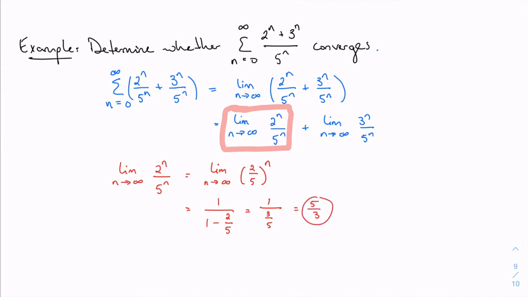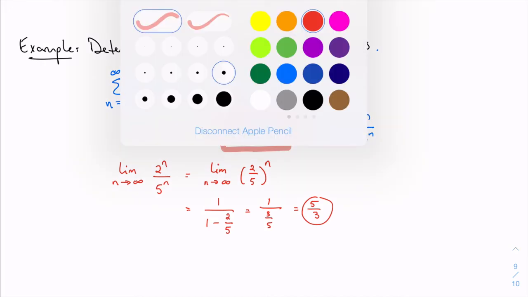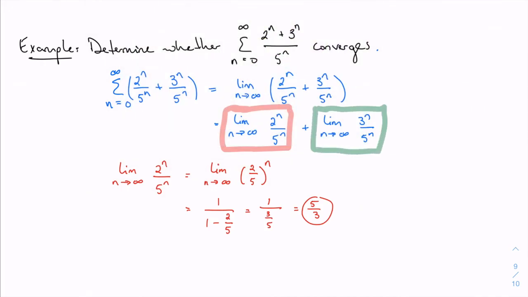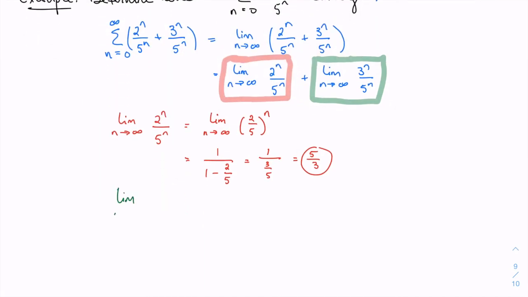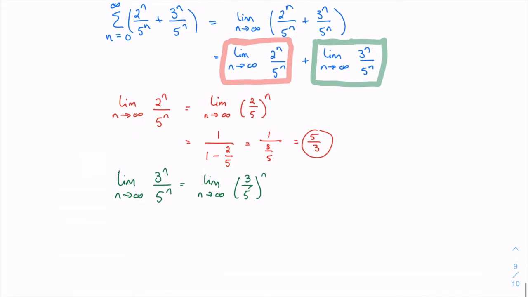We're going to follow the same exact process with my second limit here. The limit of 3 to the n over 5 to the n. If you want to try this for yourself, you're more than welcome to pause the video and test it out, make sure you understand it. It will be the limit as n approaches infinity of, using my properties of exponents, 3/5 to the n. So I'm going to get 1, the first term is 1, over 1 minus 3/5, 1 over 2/5, which is 5/2.